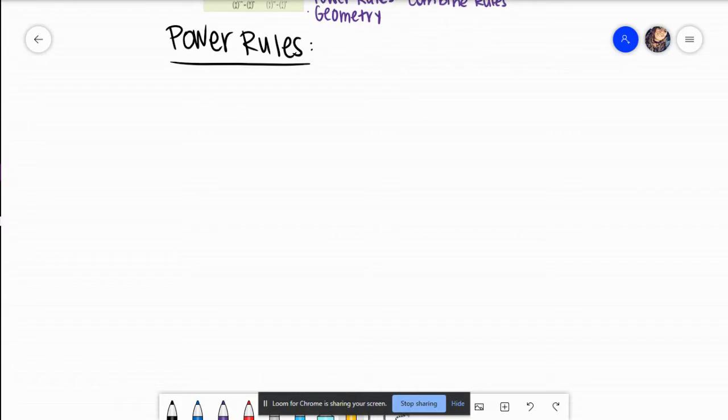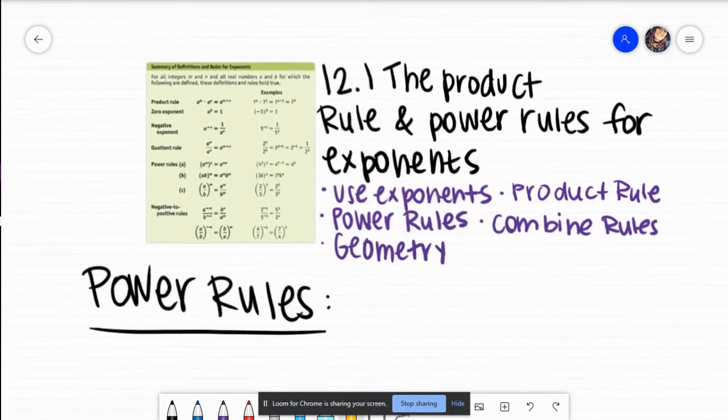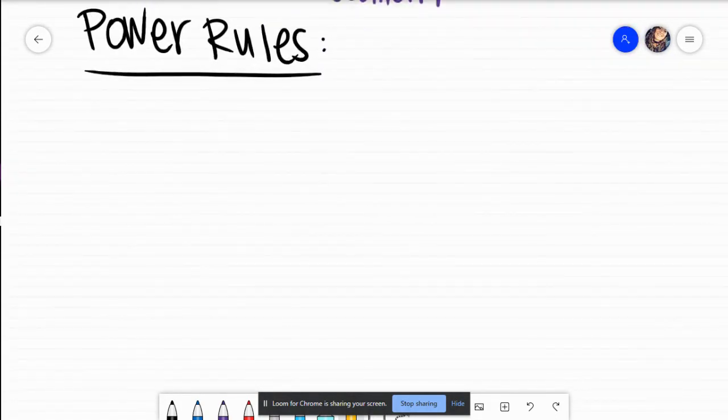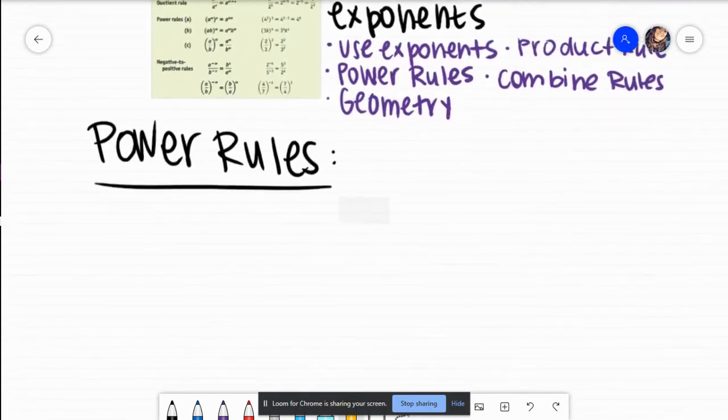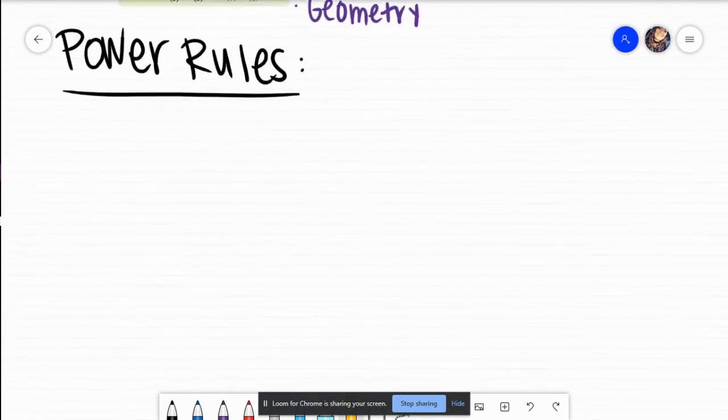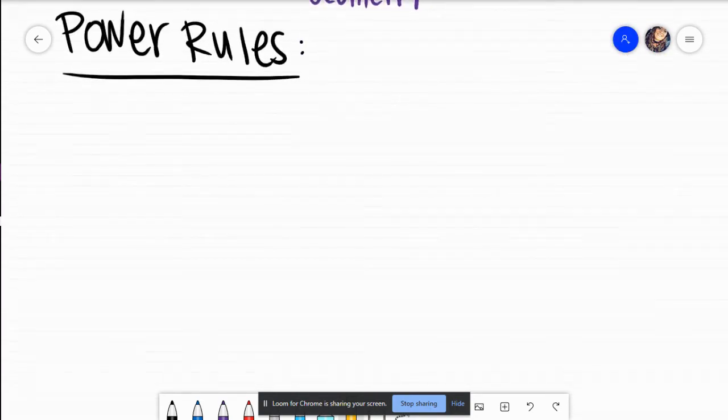this rule wouldn't count. So what we're going to do now is that third power rule. Okay, we're going to do this third power rule right here.